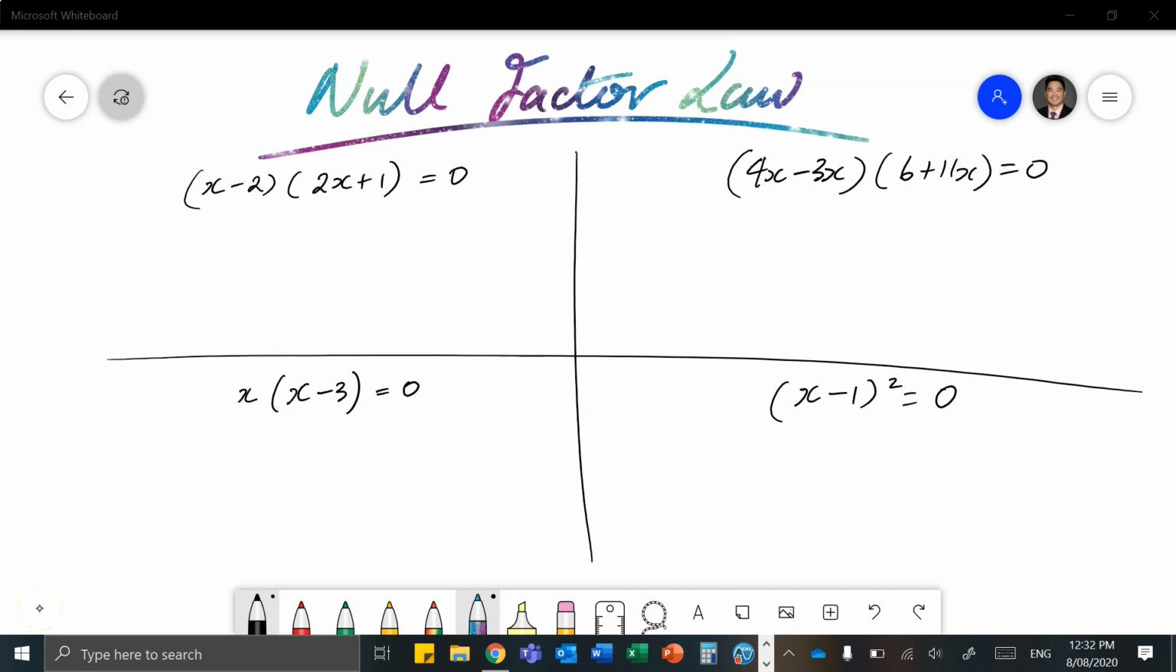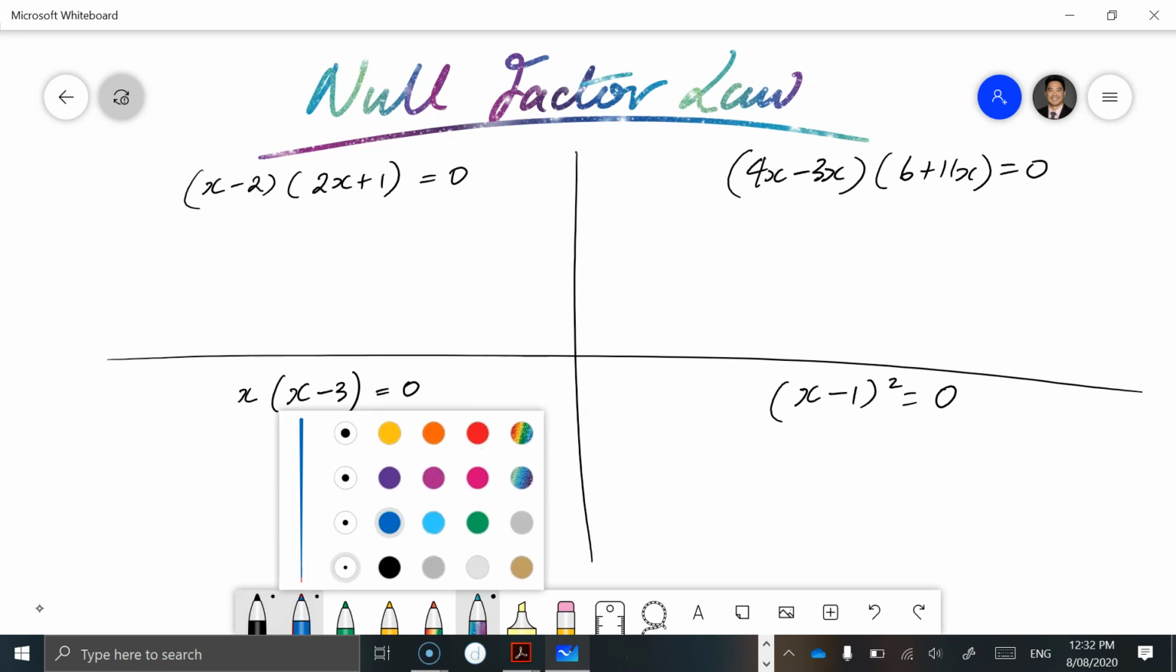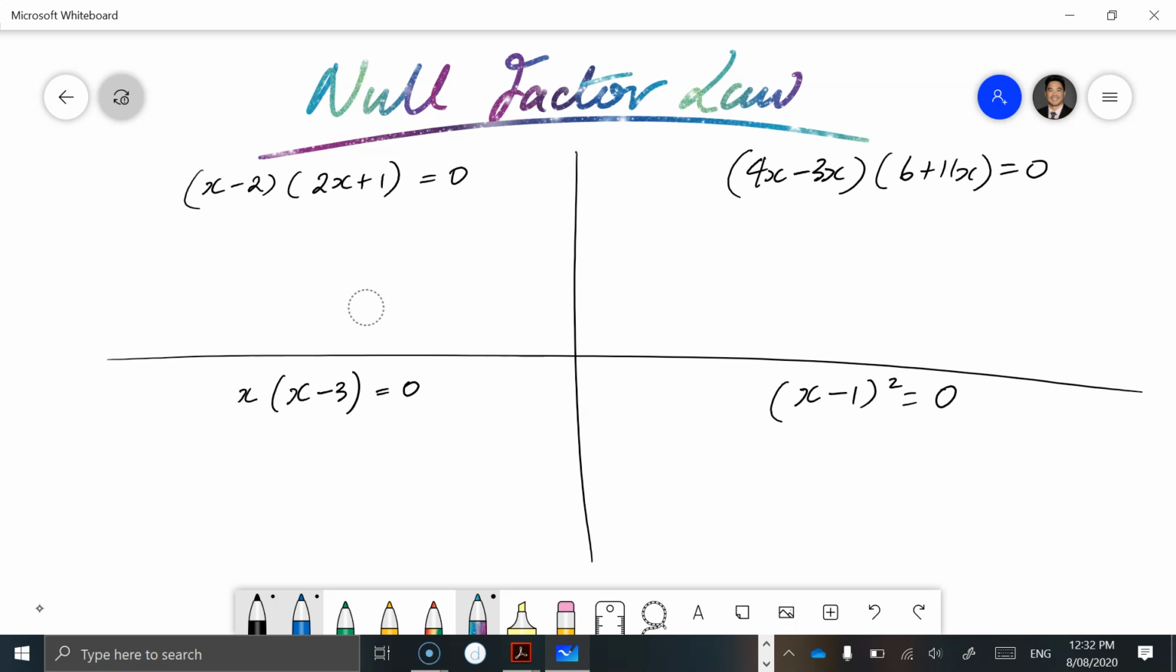Hey guys, so this is going to be a very simple and quick video. Null factor law, a fairly straightforward process. Essentially, we're wanting to solve for x.